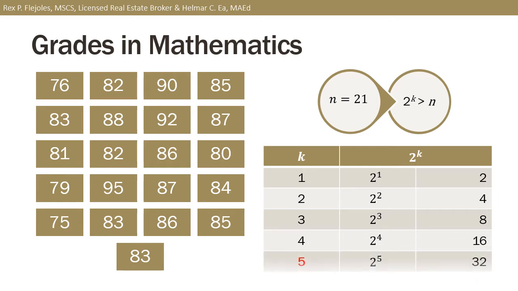If k is 4, then 2 raised to 4 is 16. 16 is less than 21. If k is equal to 5, then 2 raised to 5 is 32. 32 is greater than 21. 2 raised to 5 results to the smallest value greater than 21, hence our k is 5. We will have 5 classes for this distribution.